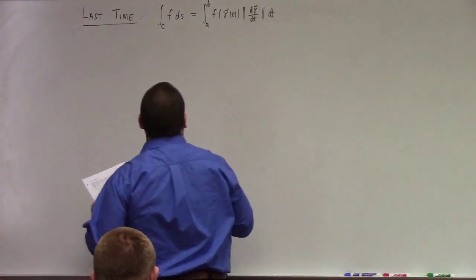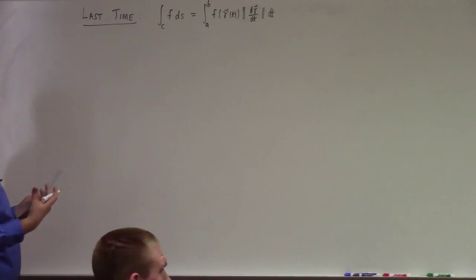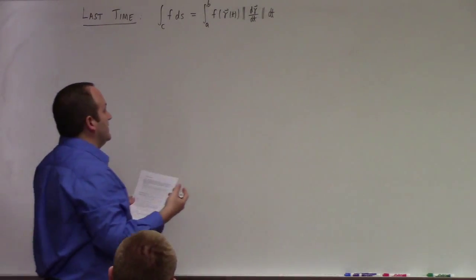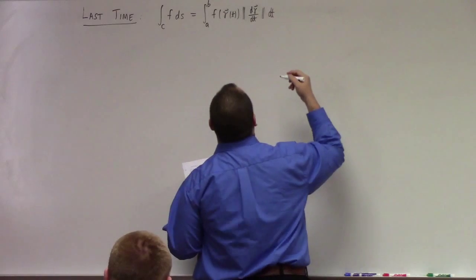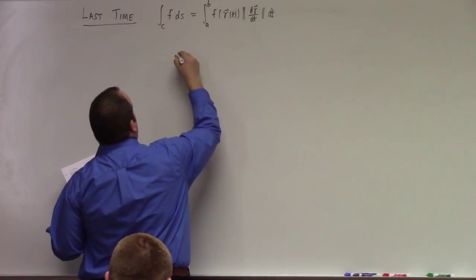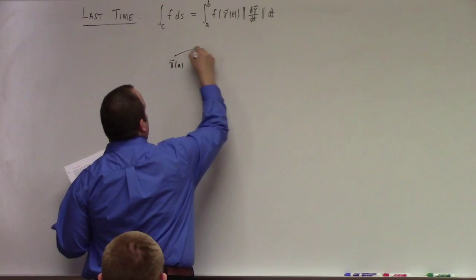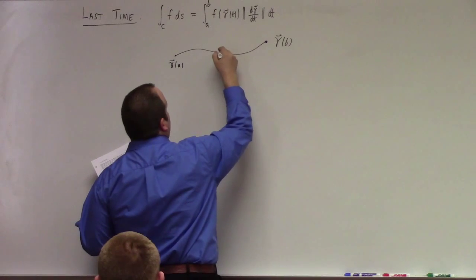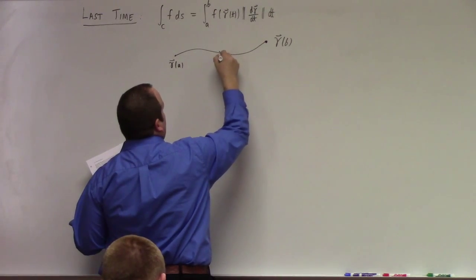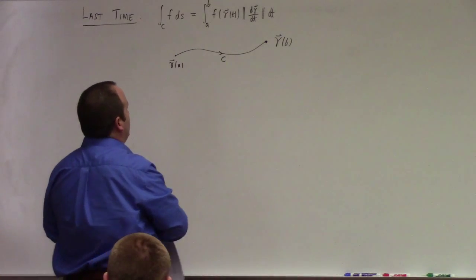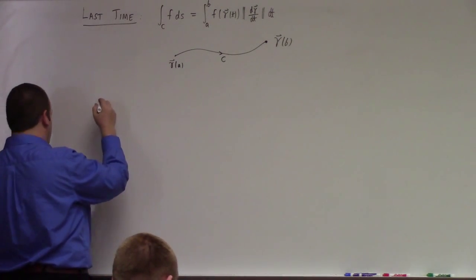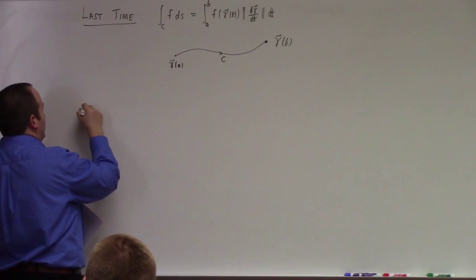In other words, you take the function, you evaluate it at the parameterization of the curve, and then you multiply by the speed, and you integrate that over the domain of the parameterization of the path. Now here, of course, we had in mind the path goes from gamma of a over to gamma of b, and this was the curve C. And so that's what we worked out an example or two of. So today, we're going to discuss the next thing, which is the so-called line integral of a vector field.